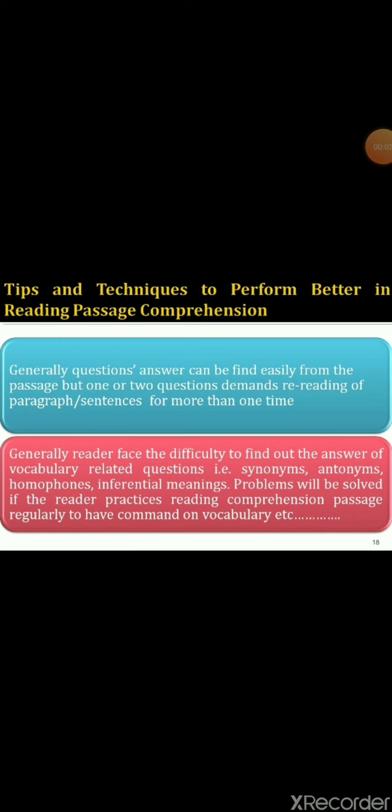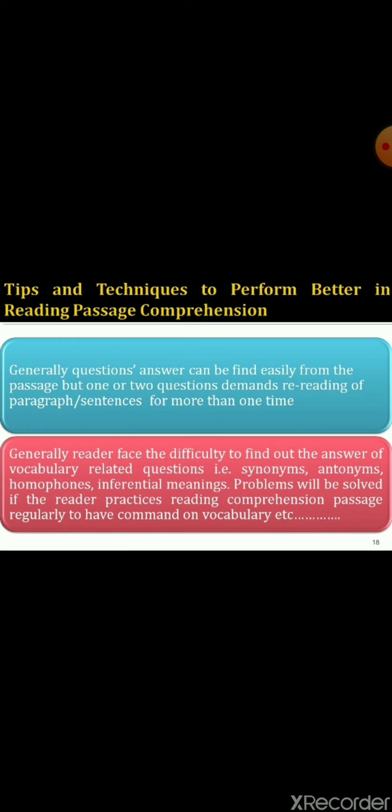Generally, if we talk about the comprehension passage, we don't feel much difficulty, but sometimes it happens because it's a competitive-level world. So we need to be very cautious about our reading comprehension task. The answers to questions can be found easily from the passage, but one or two questions demand rereading of the paragraph sentences more than one time.